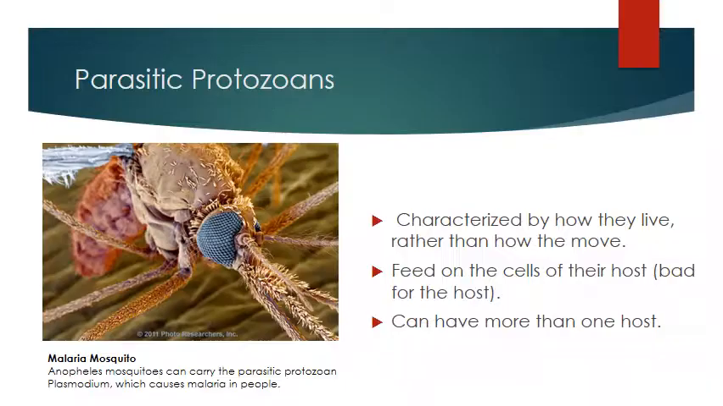Okay. That brings us to the rest of the protozoans, which are these parasitic protozoans. And this is our fourth and last type. They're more characterized by the way that they live than by the way that they move. They're all parasites that feed on cells and body fluids of their hosts, and these protozoans are able to move in a variety of ways.